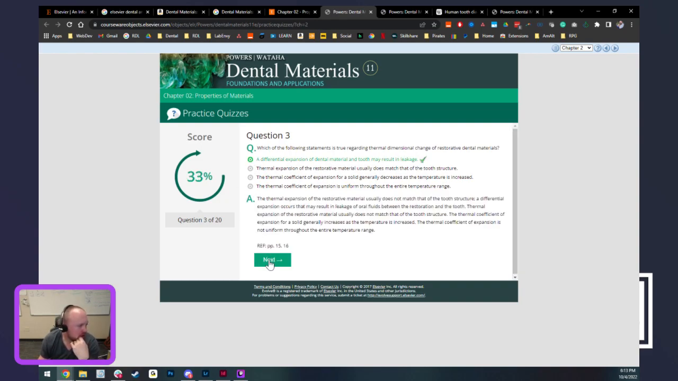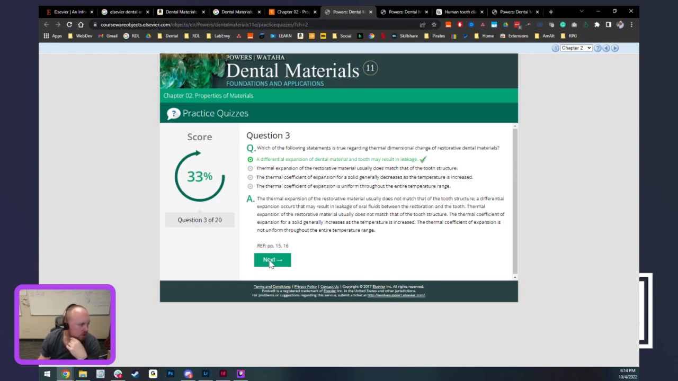Boom. The thermal expansion of the restorative material usually does not match that of the tooth structure. A differential expansion occurs that may result in leakage of oral fluids between the restoration and the tooth. The thermal coefficient of expansion for a solid generally increases as the temperature is increased. The thermal coefficient of expansion is not uniform throughout the entire temperature range.